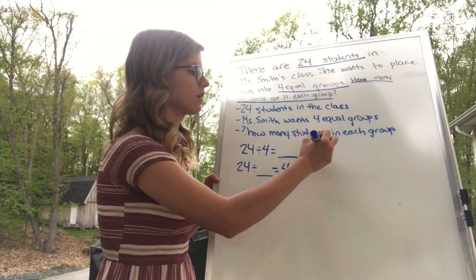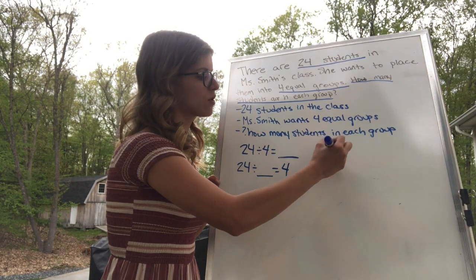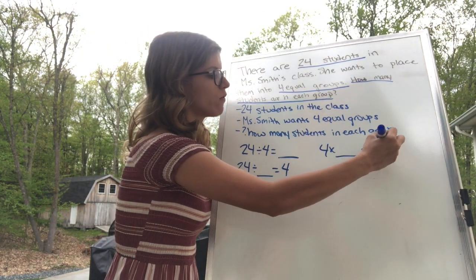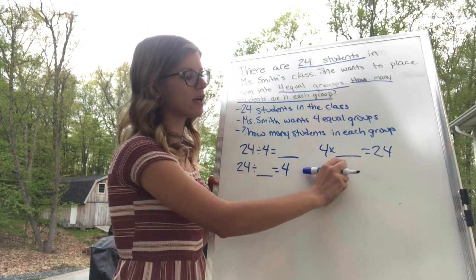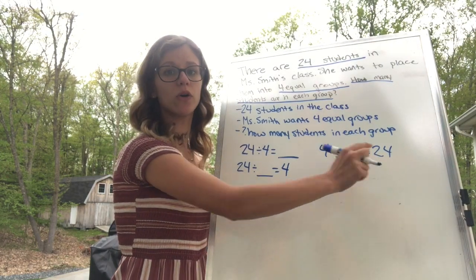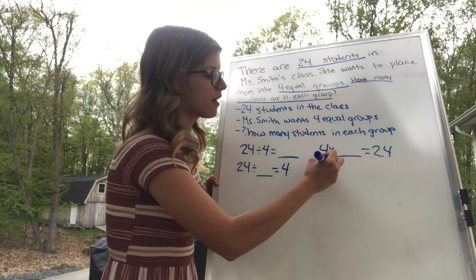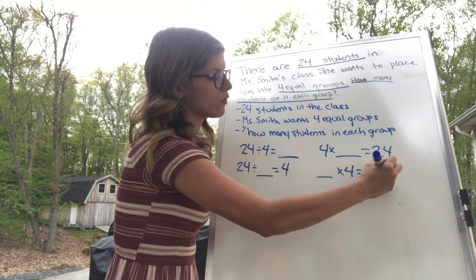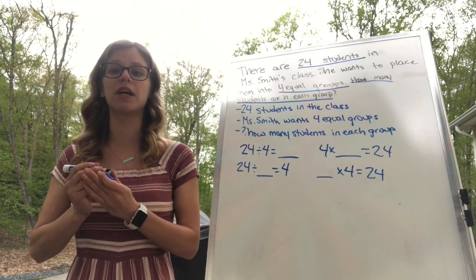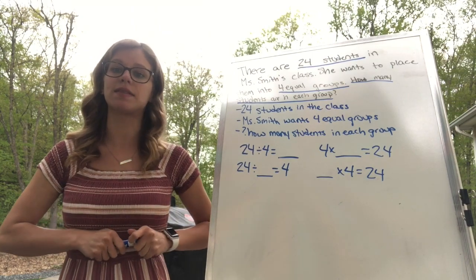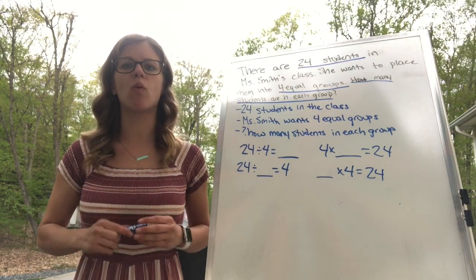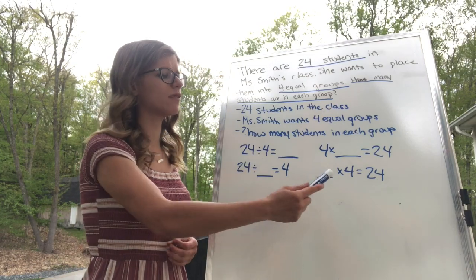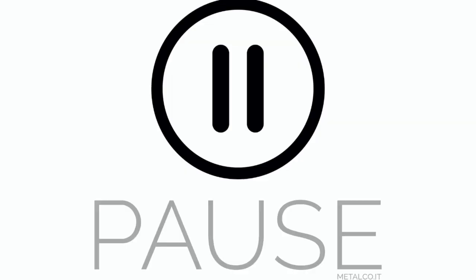Or I could also think 4 times what equals 24. 4 groups with how many in each group equals my total. Or I could think how many in each group with 4 groups equals 24 students. I can use both multiplication and division to represent the same problem. Pause me and think about why can I use both multiplication and division to solve this problem?